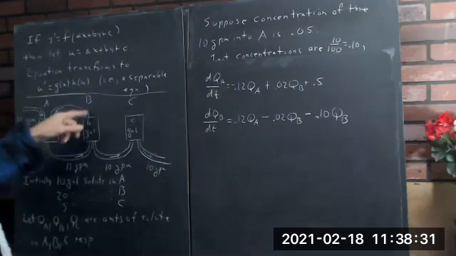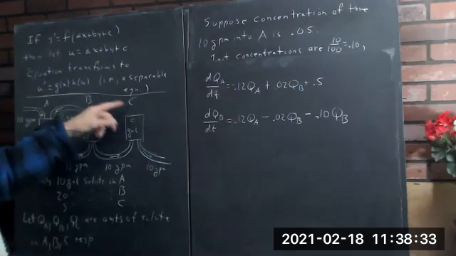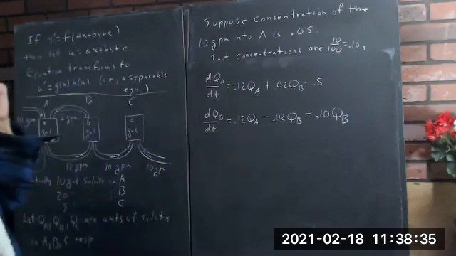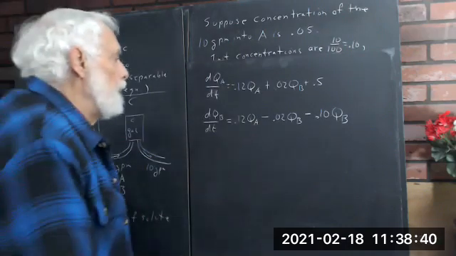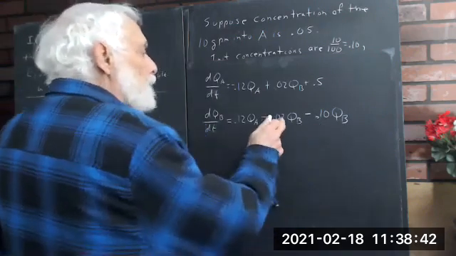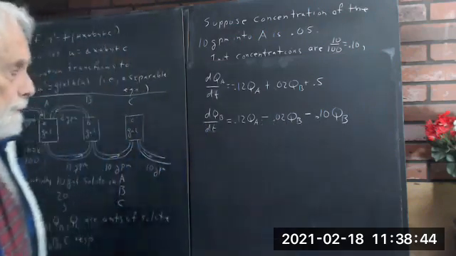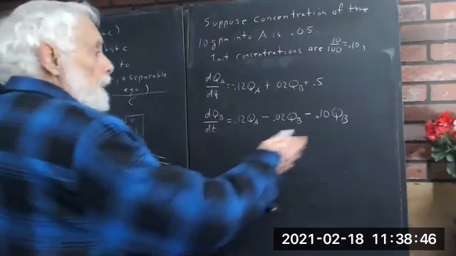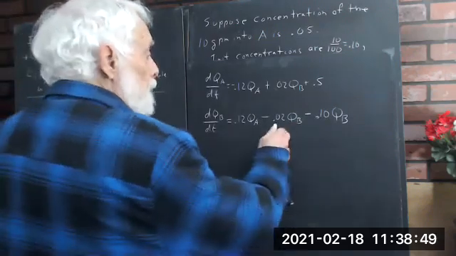We're going to have minus 0.10 QB. Now we don't have anything coming in from C, but if we did, we'd have to add some multiple of QC. Now this can be combined to minus 0.12 QB. So when you write out the final system of equations, you would combine these.